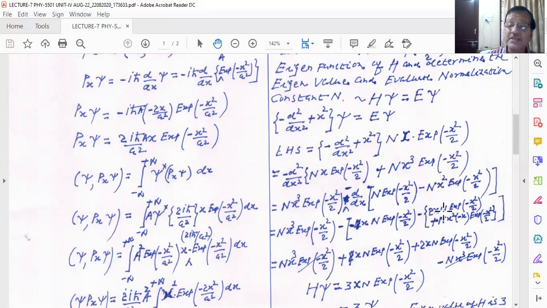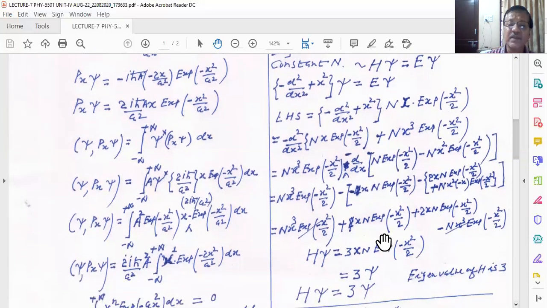So it is 2x, n is constant, and exponential of minus x squared by 2. And now you differentiate exponential of minus x squared by 2. So that is n x squared, right? And that is minus 2x divided by 2, that is minus x, exponential of minus x squared by 2. This is known to you. So now you see, again let us try to understand the simplification. So this is giving you n x cube exponential of minus x squared by 2.